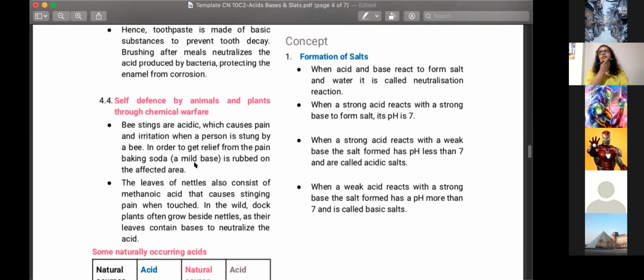Even plants. There's something called stinging nettles. Are you guys aware of it? Have you come across this in any shows, YouTube videos, anywhere? Yes, ma'am. Oh, you have. So stinging nettles are a kind of grass, it's weedy, and they sting because they release acid.